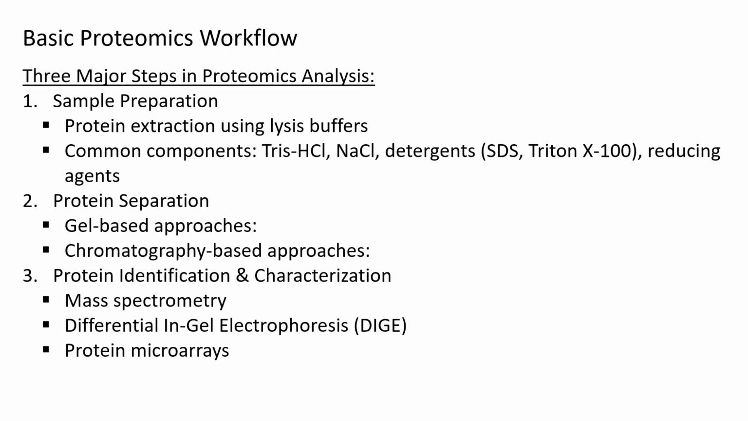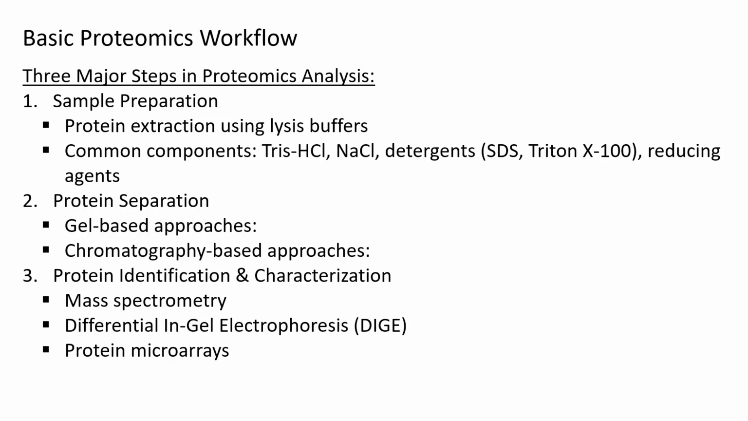The basic proteomics workflow usually has three major steps, in which the first step is sample preparation, in which protein extraction is done using lysis buffers. The common components of these lysis buffers usually are Tris-HCl, NaCl, some kind of detergent, SDS or Triton X-100, and reducing agents.